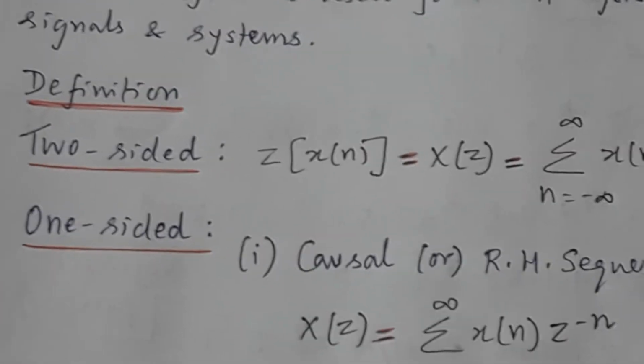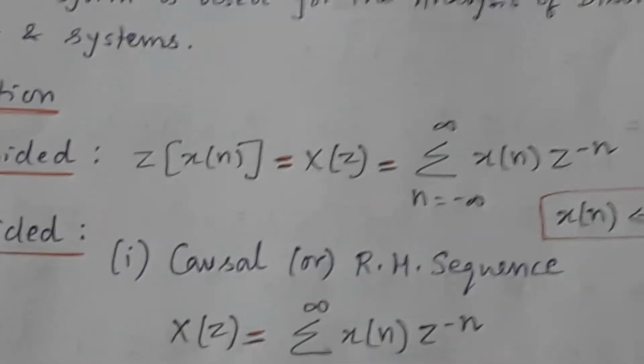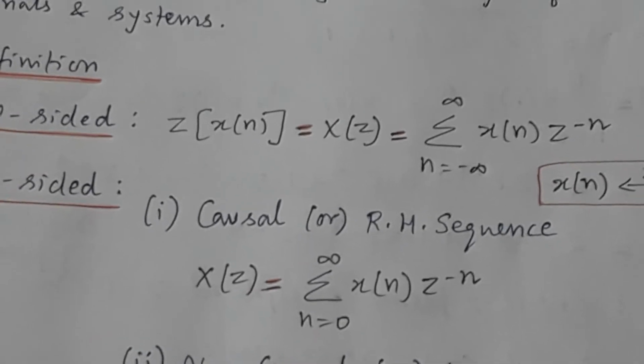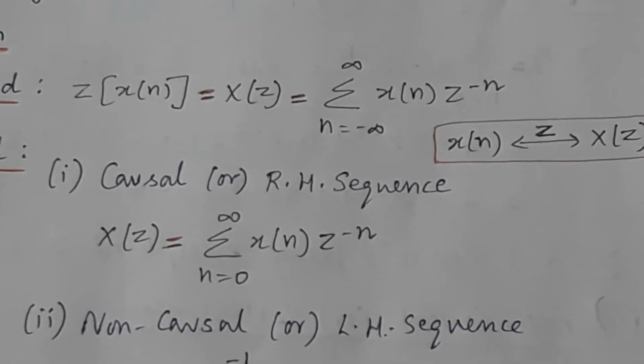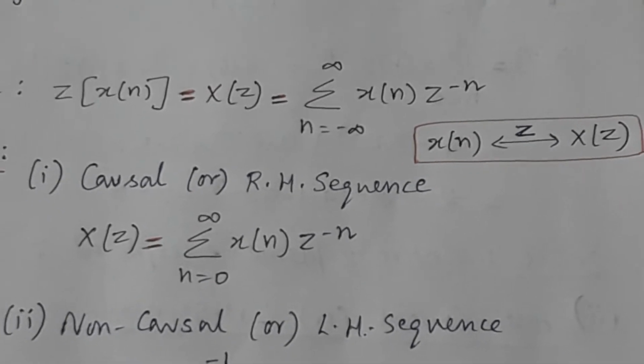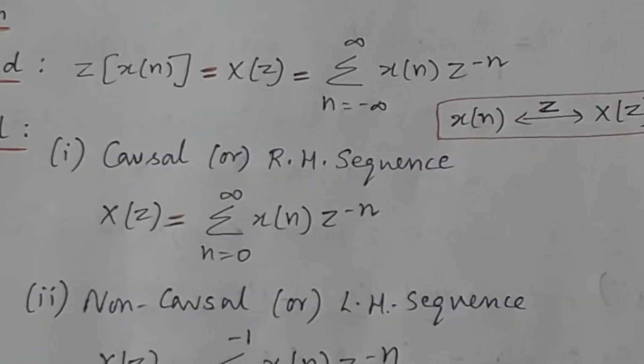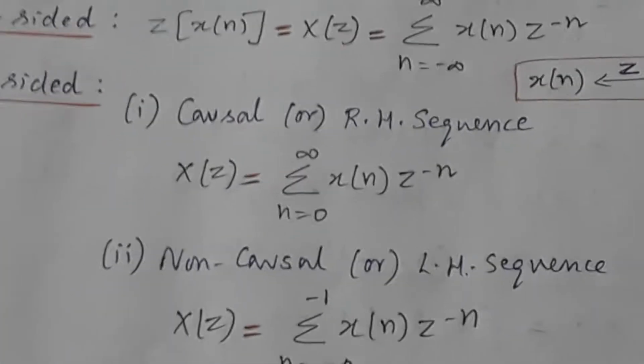It is given as Z transform of x of n equal to x of z. The formula is given as sigma n equal to minus infinity to plus infinity x of n z power minus n. This can also be written as x of n, with z on the top, that means Z transform of x of n is x of z.